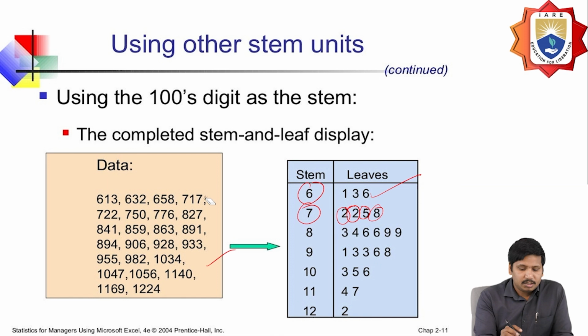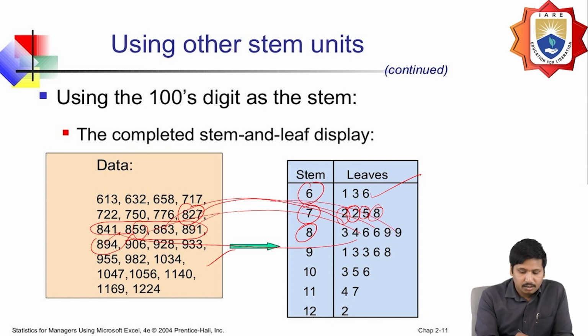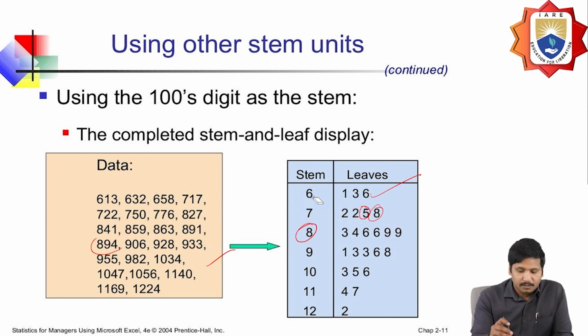And similarly in the next, 8 series, so for that 8, 3 8 2 7, so 3 4, 6 6 9 and 9. So we're going to construct for the 8 series. So next thing, the 9 series.